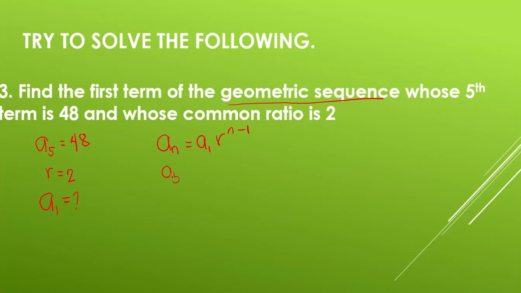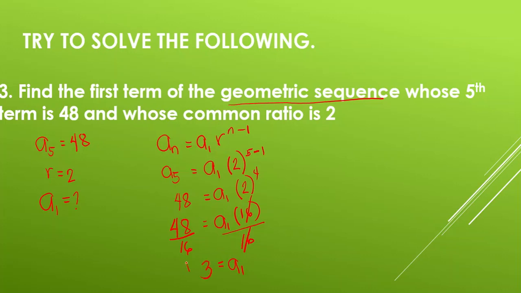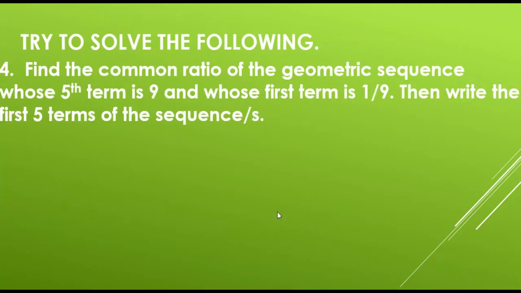So I can have a sub 5 is equal to, your a sub 1 is still unknown. Our r is 2. Your n here, since we use 5 there, it could be 5, then minus 1. So a sub 5, which is 48, is equal to a sub 1 times 2 raised to 4. 2 raised to 4 is 16. So divide both sides. Since we need the value for a sub 1, divide both sides by 16. And this will be equal to 1. So your a sub 1 is equal to 3. You can check by listing the terms in this geometric sequence.